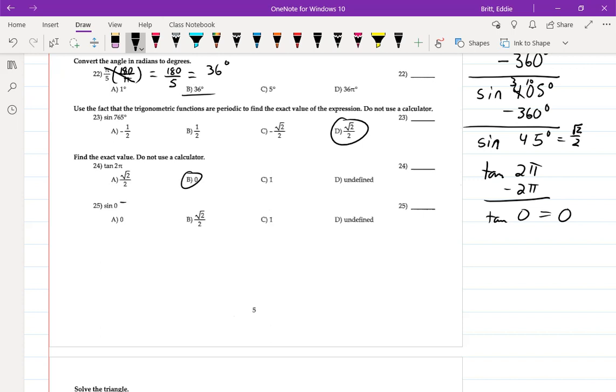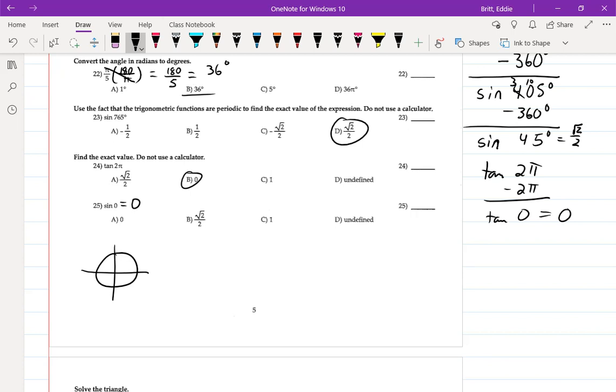The sine of 0. If you think back to the graph of sine, remember how it crosses at the x-axis and the y-axis, where it starts? Well, the sine of 0 is also 0. If you need to draw the unit circle to figure that out, that's fine.